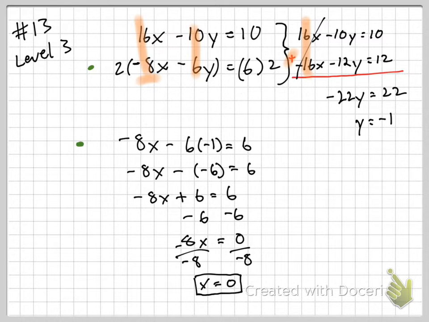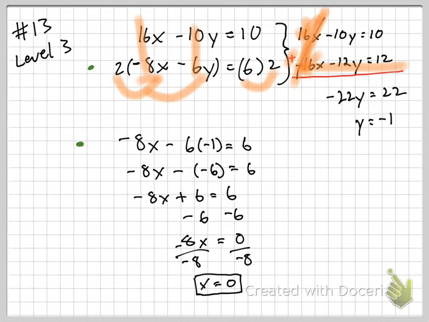If I multiply negative 8 by 2, I get positive 16. Or sorry, I get negative 16, which is the opposite of 16. And I know that they will cancel. So I'm going to multiply everything by 2 to keep it balanced. So when I do that, I get negative 16x minus 12y equals 12. That's basically by distributing.